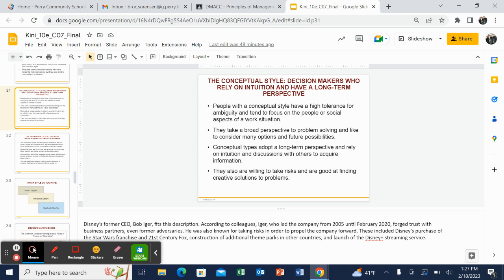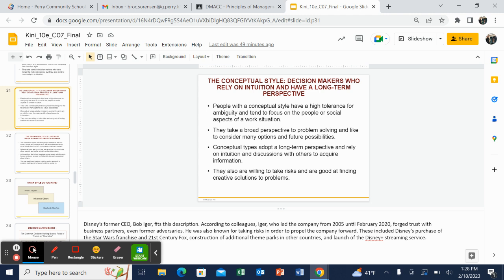So Disney's former CEO, and this book shows a little bit of its age here, Bob Iger, he's now actually the CEO of Disney once again. So according to colleagues, Iger, who led the company from 2005 to February of 2020, which is now he's back in power, forged trust with business partners, even former adversaries. He was also known for taking risks in order to propel the company forward. So this included the purchase of Star Wars, 20th Century Fox, and then the construction of additional theme parks and the launch of the Disney Plus streaming service.